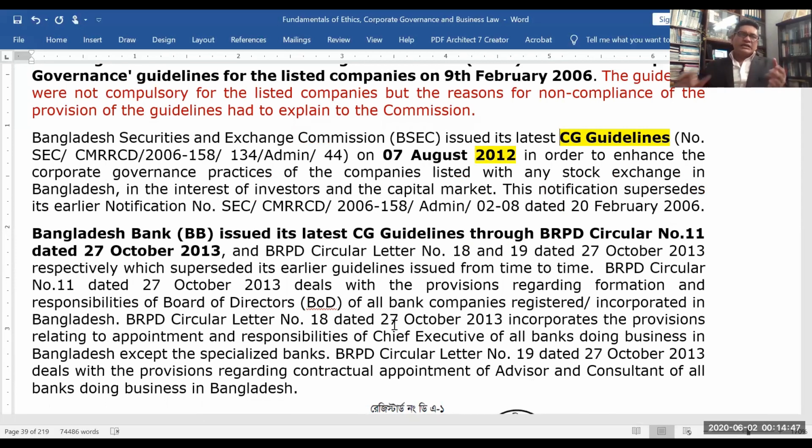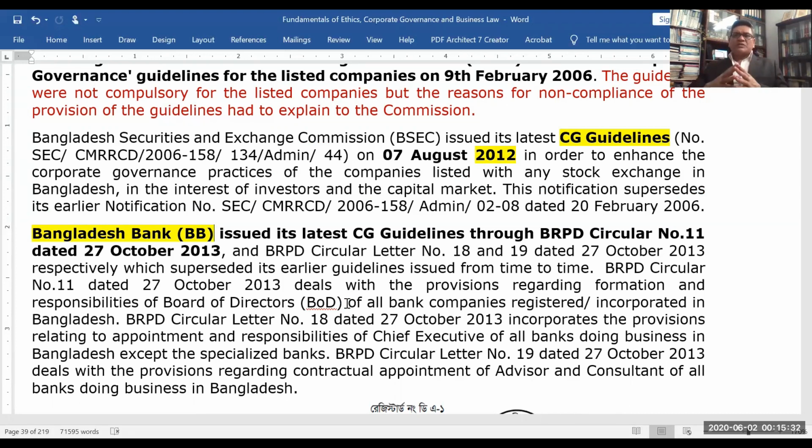Okay. And on another side, Bangladesh Bank issued its latest corporate governance guidelines, BRPD circular number 11 in the year 2013, and also BRPD circular letters 18 and 19, which superseded the earlier guidelines issued from time to time. BRPD circular number 11 of 2013 deals with the provisions regarding removal and responsibilities of the board of directors.